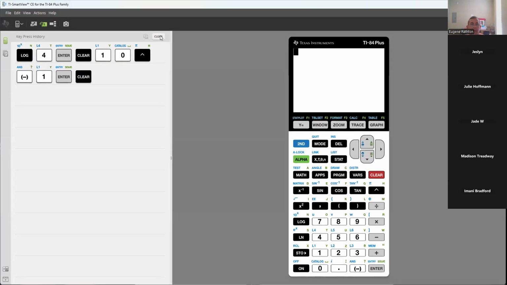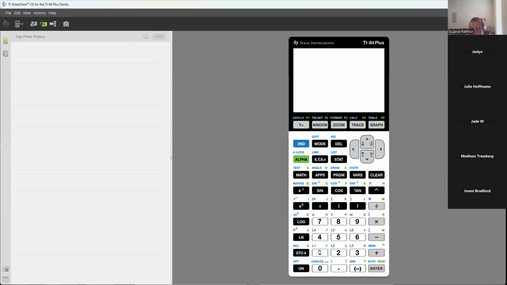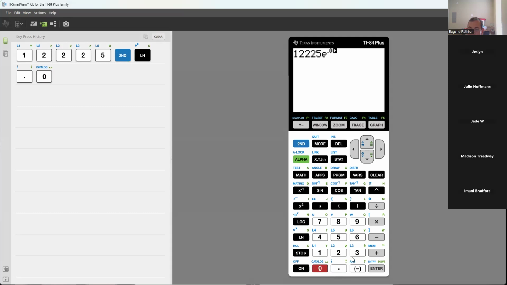So I'm going to clear everything off here. All right, so for t equals 1, I got 12,225 times e to the power, so second ln to get the e with the exponent, and that's 0.063 times 1. All right, so that's my first one I get.